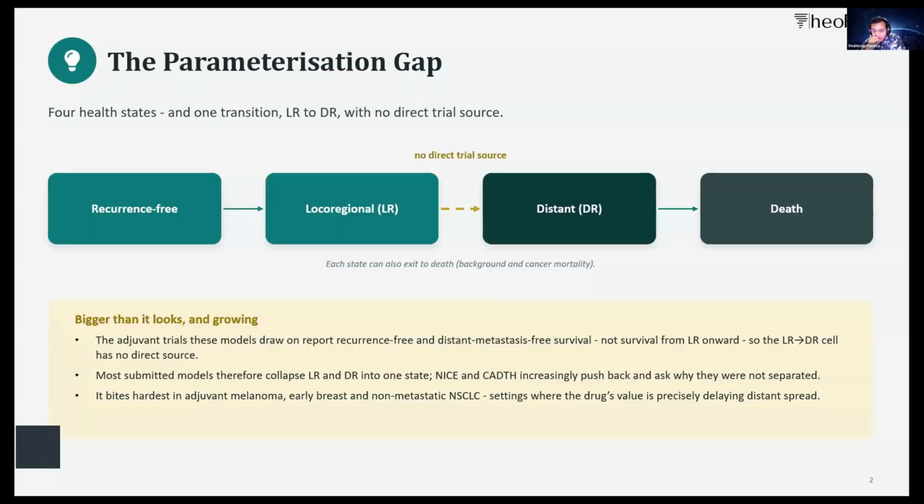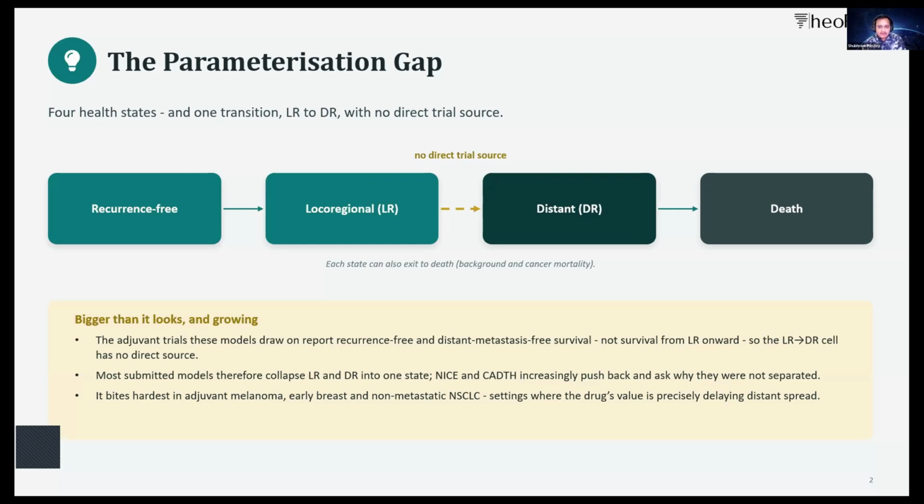So what's the problem? The model you can see on the screen is behind almost every adjuvant cost-effectiveness analysis. We have a standard four states: recurrence-free, local regional recurrence, distant recurrence, and death. The arrow from local regional to distant is what I'm going to talk about, because we don't directly estimate it from the trial. It's the per cycle probability that a patient with a local recurrence goes on to distant disease.